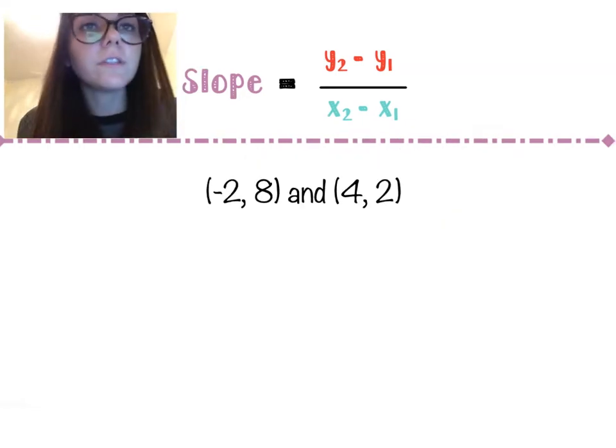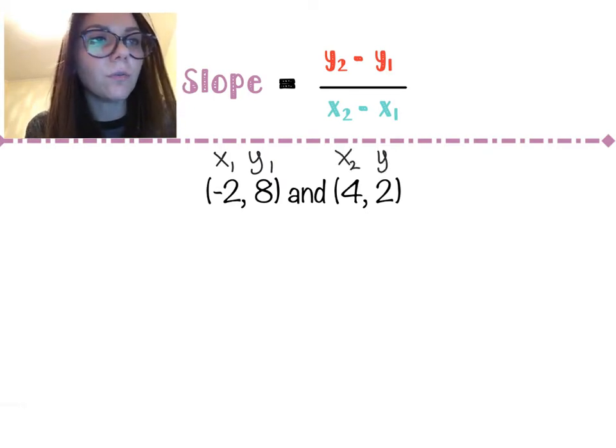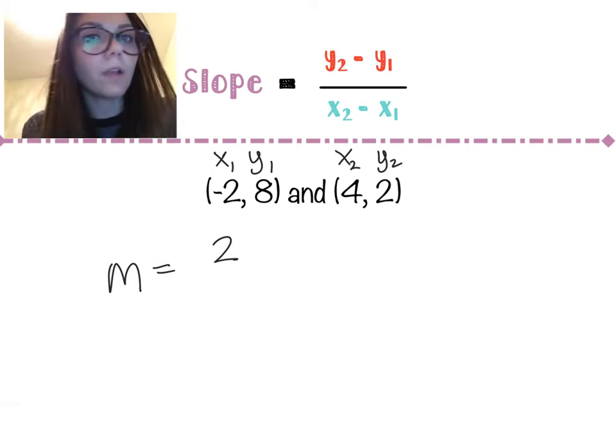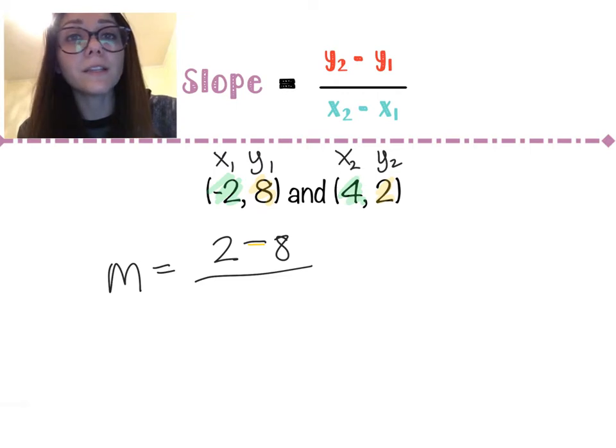We can also find the slope given 2 ordered pairs. If you want to directly use the formula, think of the first ordered pair as x1, y1, and the second one as x sub 2, y sub 2. So if I were to directly substitute into this formula, y sub 2 is 2, I'll highlight, minus y sub 1 is 8, all over x sub 2 minus x sub 1. So in this case, 4 minus negative 2.